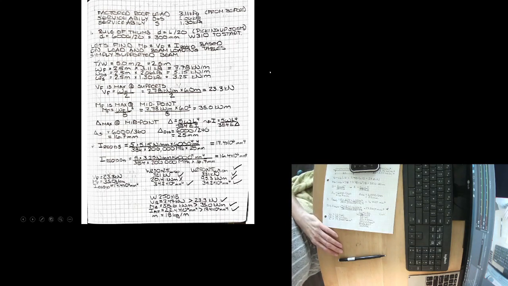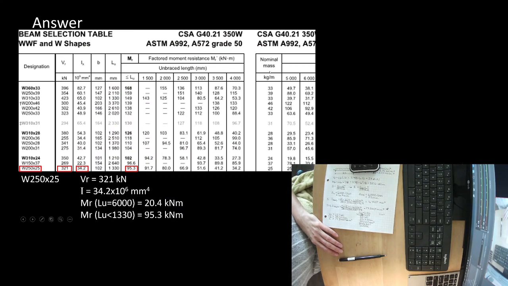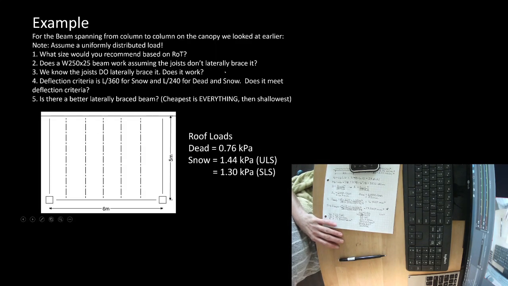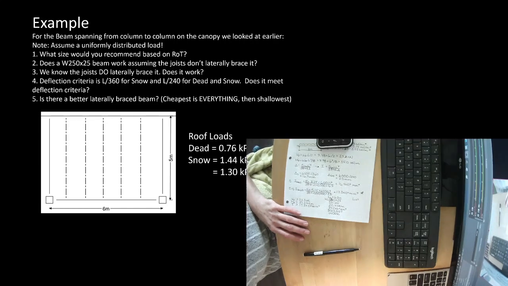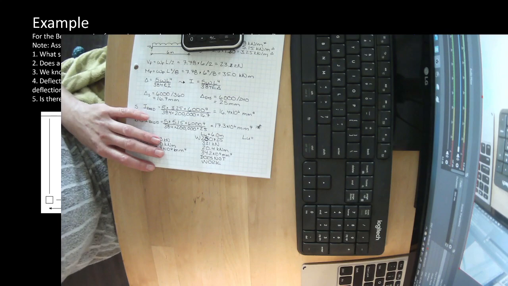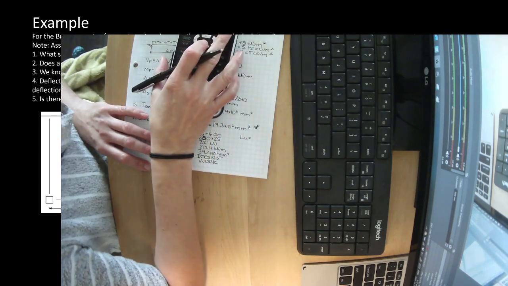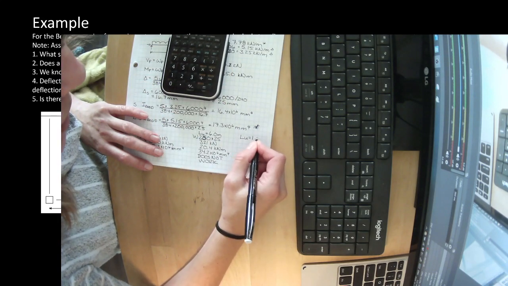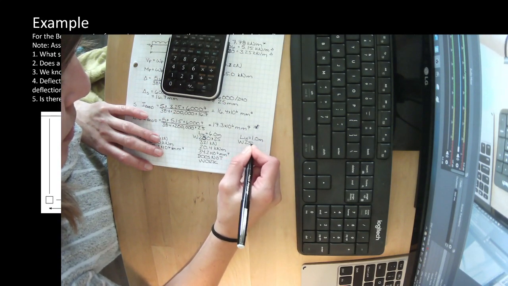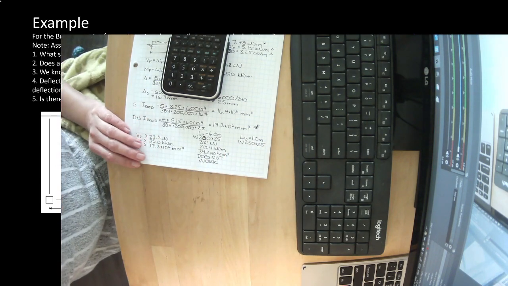So if we take a look at this, we can see that our beam is spanning 6 meters, and we've got 1, 2, 3, 4, 5 spots where it's being braced. So 6 separate unbraced segments, and they appear to all be at the same length. So our unbraced length is actually going to be 6 meters divided by 6, or an unbraced length of 1 meter. So this is still our W250 by 25.